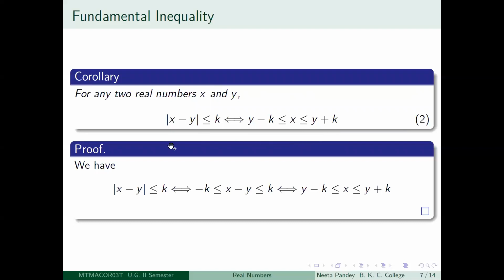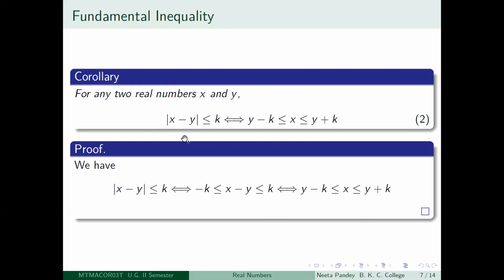So this is very easy to prove using the previous inequality. Mod x minus y less than or equal to k is true if and only if minus k is less than or equal to x minus y is less than or equal to k, by the fundamental inequality which you just saw. So now you add y to this whole inequality. What do you get? You get y minus k is less than or equal to x is less than or equal to y plus k. And these two are equivalent, of course. So you get this result.